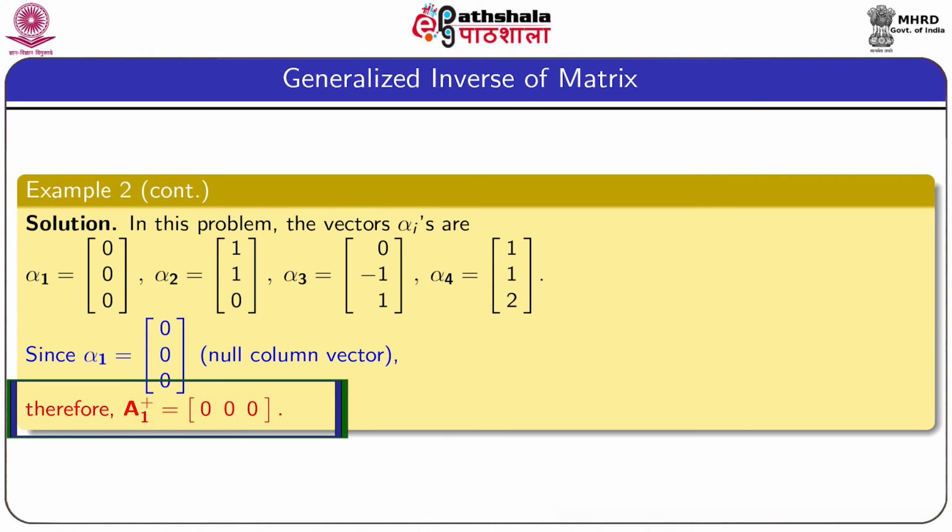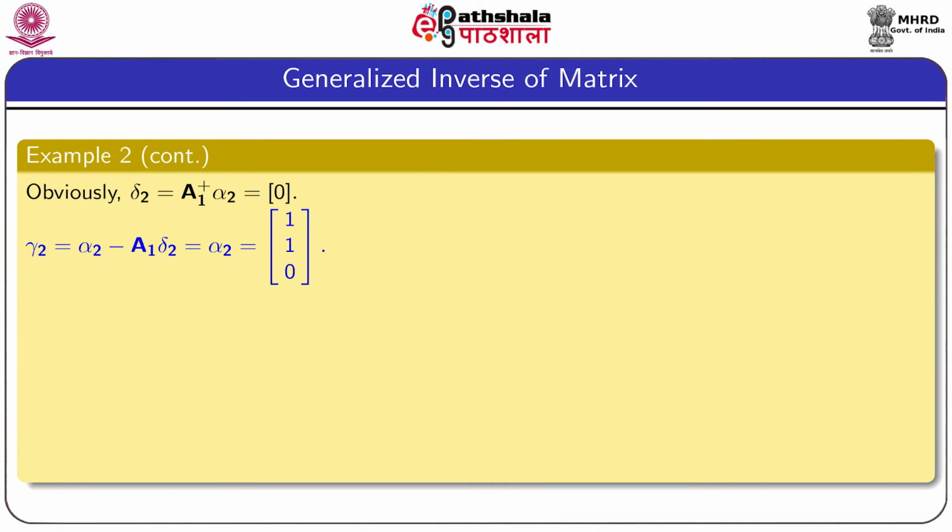Since alpha 1 is a null column vector, therefore A1 plus is a null row vector. This is the initial Moore-Penrose inverse of order 1. Obviously, delta 2 equal to A1 plus into alpha 2, and after simplification it reduces to a matrix of order 1 by 1 and its element is 0.